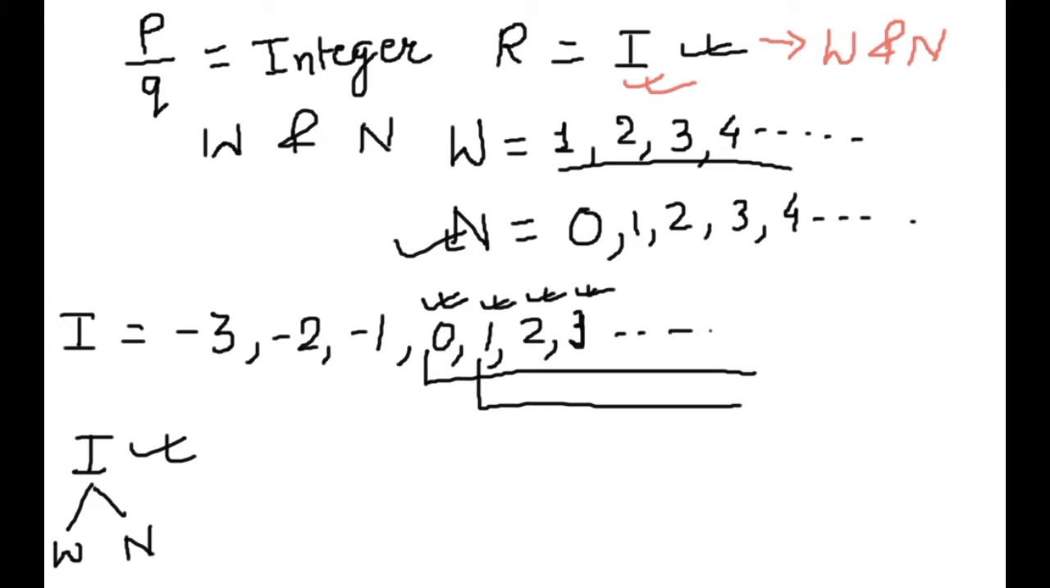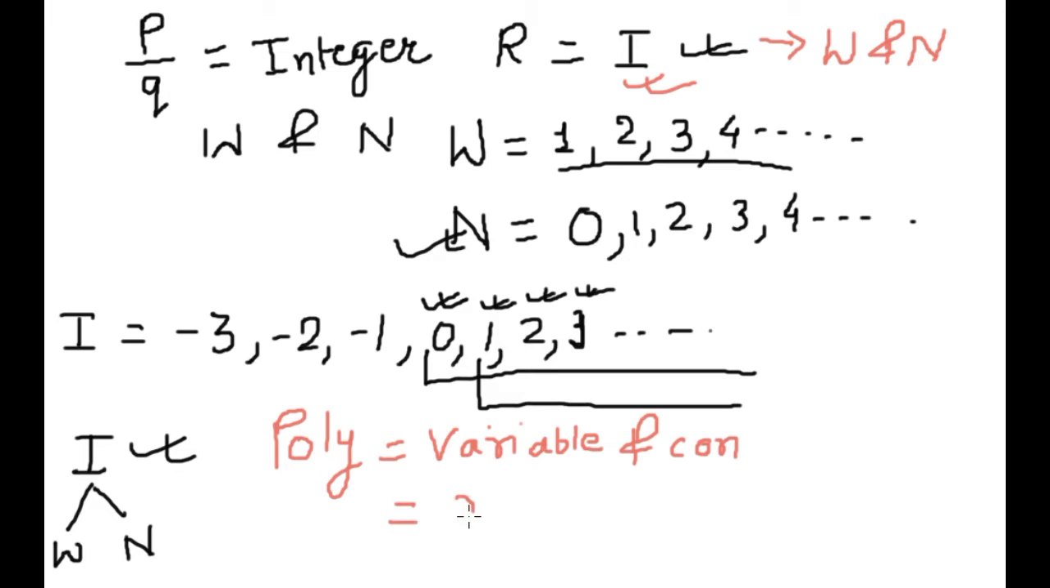Now come to polynomials. As we know, polynomials include variable and non-variable numbers, that is constant. We can say x plus 2 is an example of polynomial, because here is variable and here is constant. Also we can say this 4 is also a polynomial, because this is constant. So this is constant polynomial.